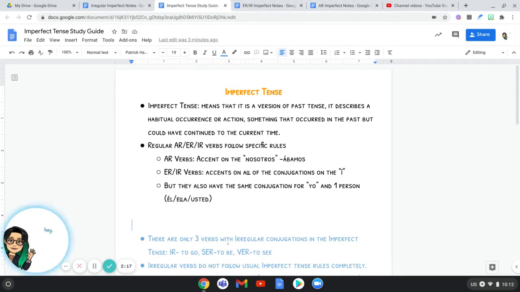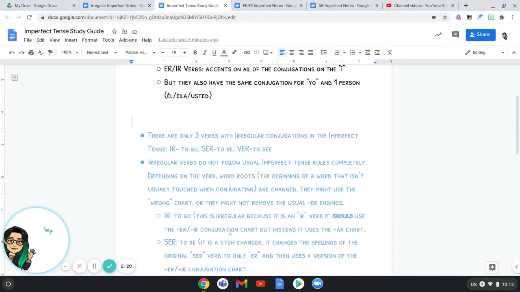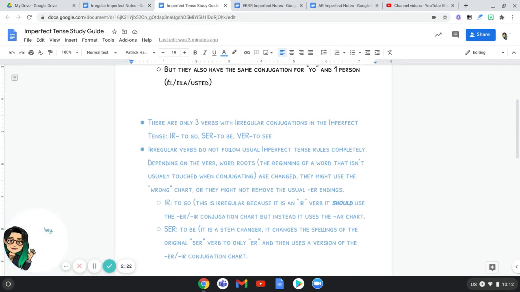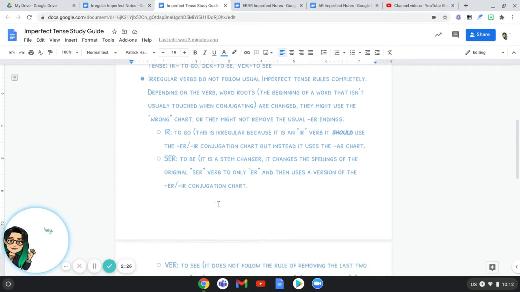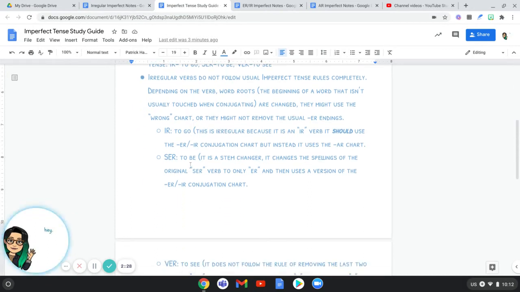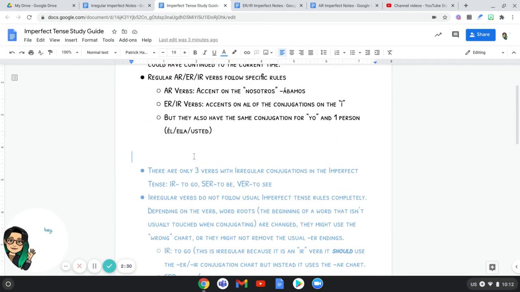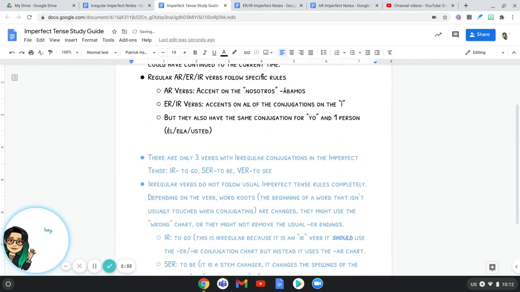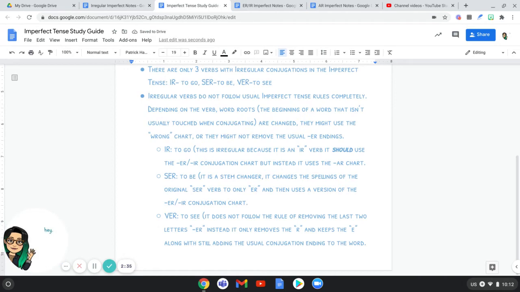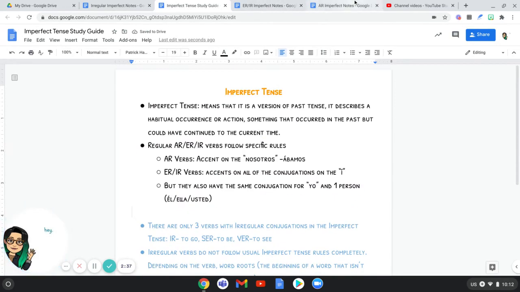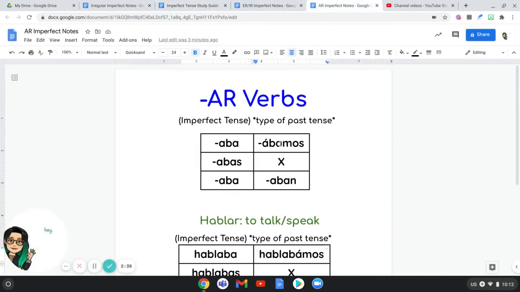Down here, this is all the irregular forms. When I do the second video, which I do recommend you go look at after this one, it talks about what makes it irregular. Luckily, there are only 3 types of irregular verbs, if you can see down here, in the imperfect tense. That's exactly what the next video will go over. So we'll look at that part in the next video.